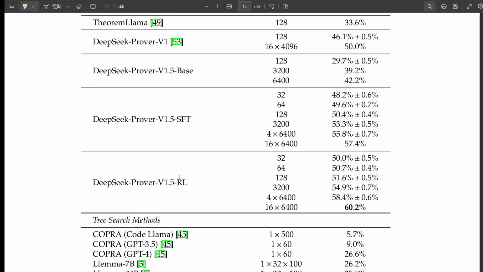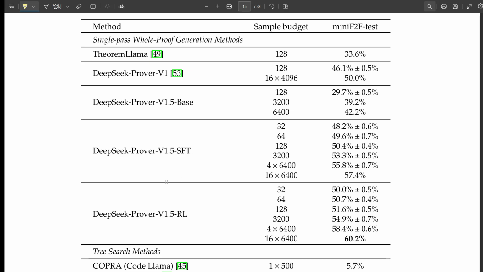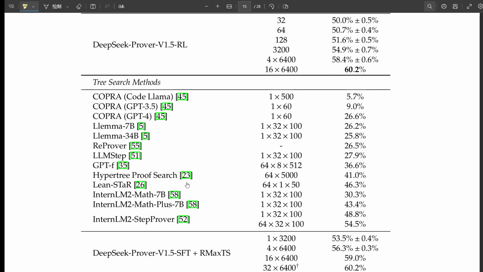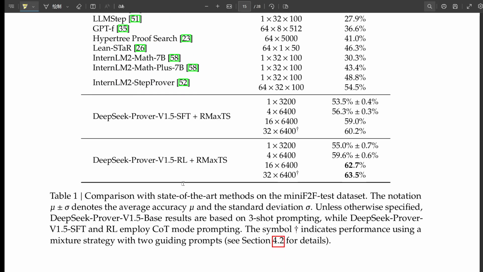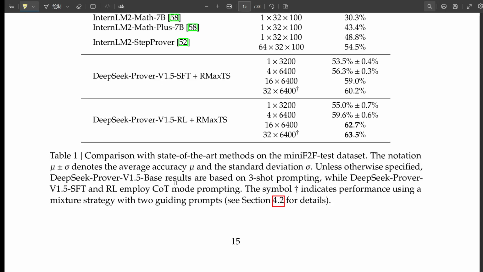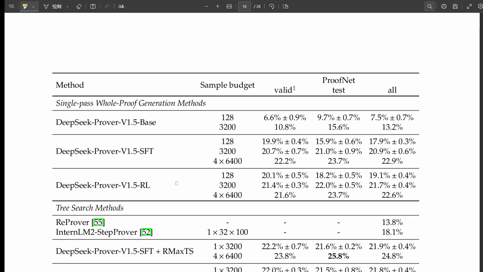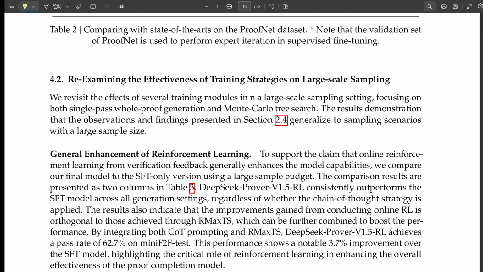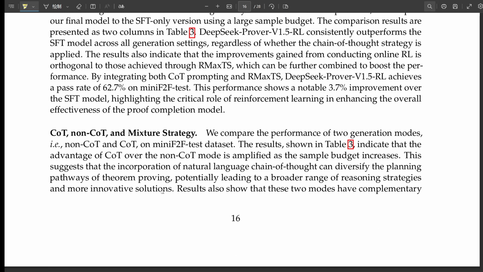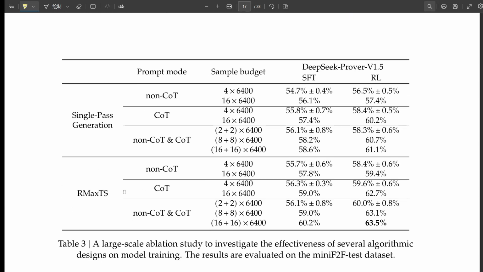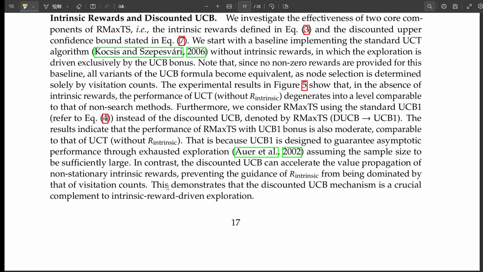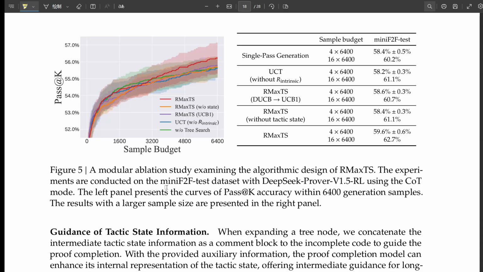Think of them as the SATs for formal theorem proving. miniF2F is like the high school level exam. It's designed to test an AI's ability to solve problems that you might find in advanced high school math competitions. So we're not talking about your everyday algebra problems. How did DeepSeek-Prover-V1.5 fare against this tough crowd? It did more than pass, it impressed. Using the single-pass whole-proof generation approach, it achieved a pass rate of 60.2%. But when they unleashed the RMaxTS algorithm, the pass rate jumped to 63.5%.